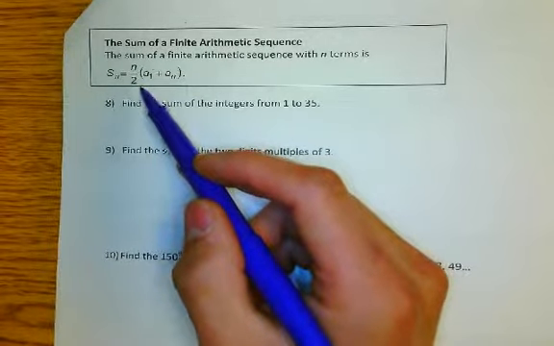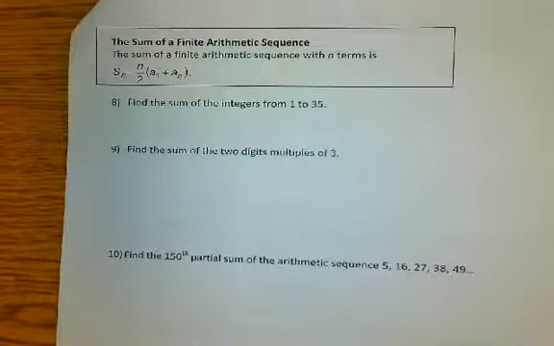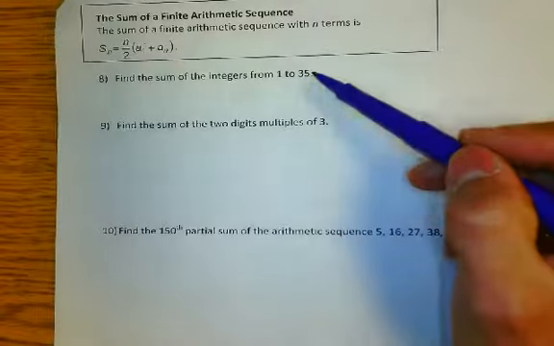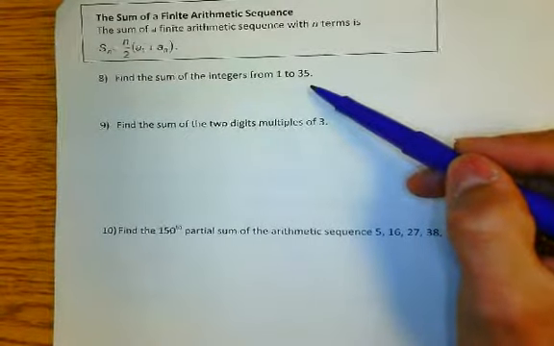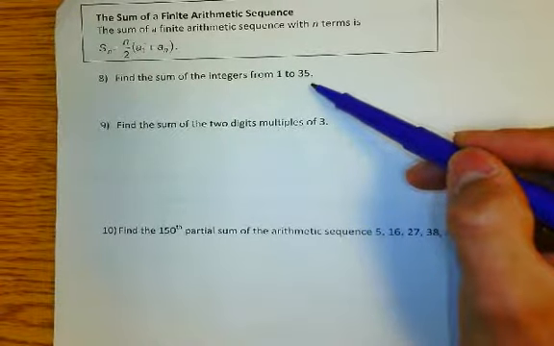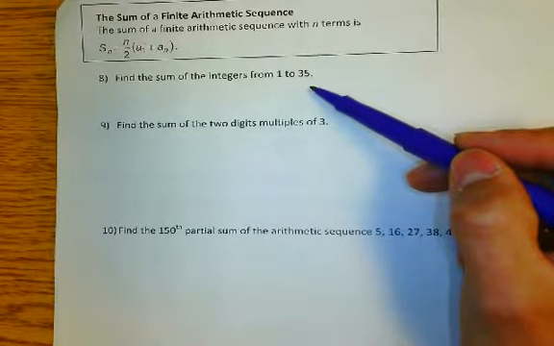So we're going to start with something very simple. Number 8 says, find the sum of the integers from 1 to 35. First, you have to make sure that this is arithmetic in order to use this formula. Is this arithmetic? Yes, because it's 1, 2, 3, 4, 5, 6, 7, 8, all the way to 35. So it's arithmetic, which means I can use the formula.